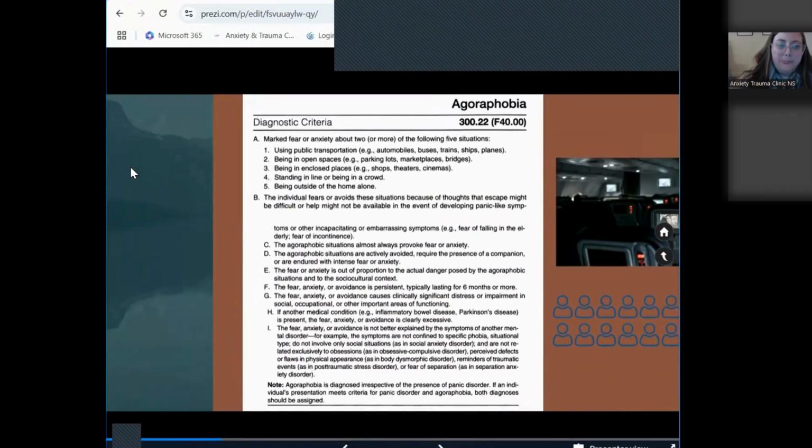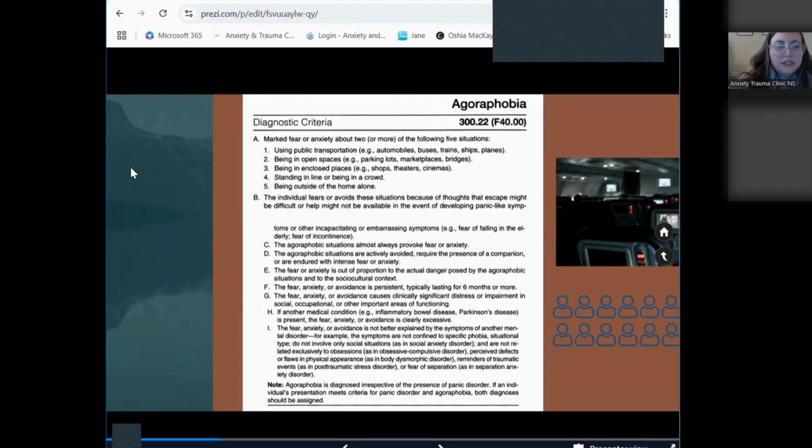We'll zoom in here. So A, marked fear or anxiety about 2 or more of the following 5 situations. 1, using public transportation. So as you know, that can be automobiles, buses, trains, ships, planes. Unfortunately, in our area, there's not too many options there for public transport on a day-to-day. Number 2, being in open spaces, such as parking lots or marketplaces, bridges.